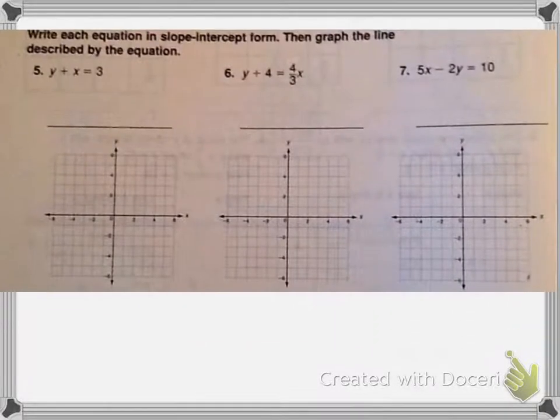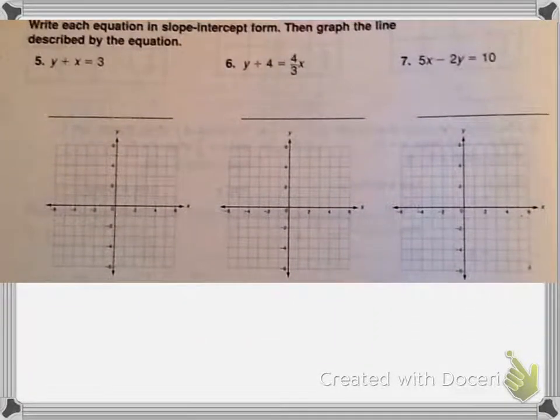Alrighty, move that up. We have: write each equation in slope-intercept form, then graph the line as described by the equation, which is way easier than anything else we've done. You don't even have to make a table. This is so easy. You can do this. You look at the equation, you have a beginning, and you have a movement. Now, the first thing that makes it a little difficult is you've got to notice it's not in y equals form. So we've got to put it in y equals mx plus b form.